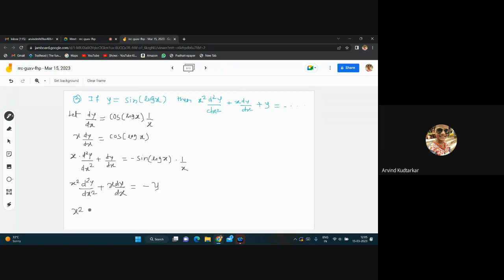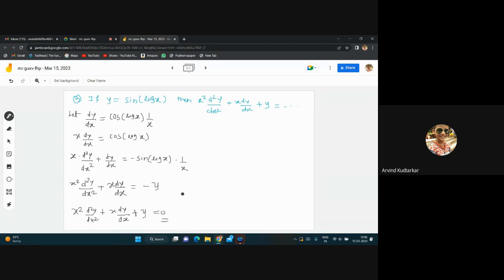So it takes the form x square d square y by dx square plus x into dy by dx plus y, that is equal to 0. So what is the value of the sum of the differential terms? The value of the sum will be 0. This 0 will be the correct option.